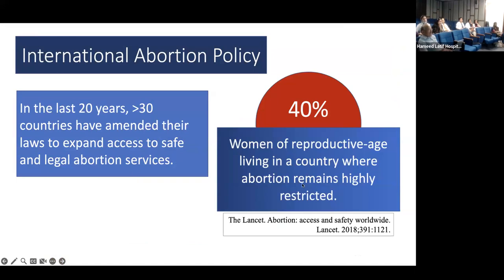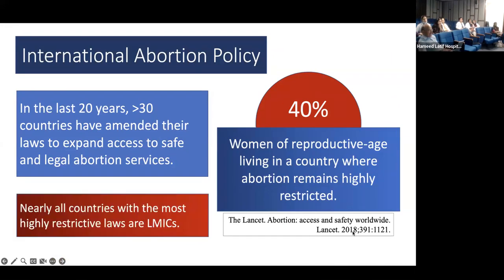40% of women still live in countries where abortion remains highly restrictive. This was a Lancet study from 2018. Nearly all countries with the most highly restrictive laws are low and middle income countries.